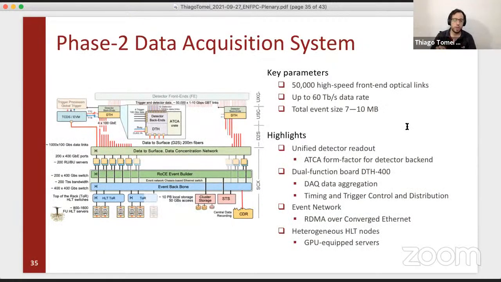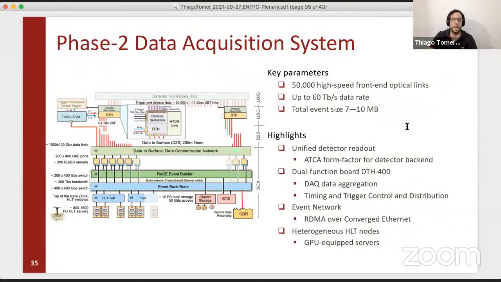Let me quickly go to the technical and engineering part of the DAQ. It's going to be all optical, 50,000 high-speed front-end optical links. The data rate, as I said, is something like 60 terabytes per second. The event size is going to be much larger, of course, than the LHC, again, for the simple fact that the events are much more busy. They have 200 pileup.